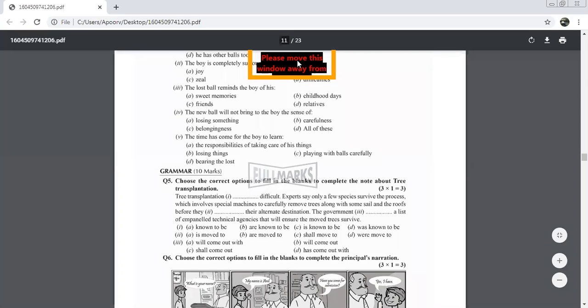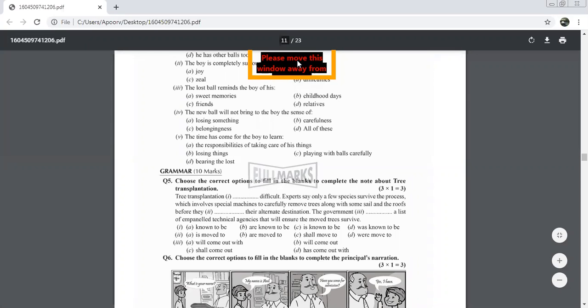Yes, beta. The government dash a list of impaneled technical agencies that will ensure the move survives. Has come out with. Ma'am, option B. Ma'am, option D, has come out with. Option D. Yes, beta, it cannot be B because we are not talking about the future tense. We're talking about the present. It's written involves. It is not mentioned involved. So we're talking about the present tense.